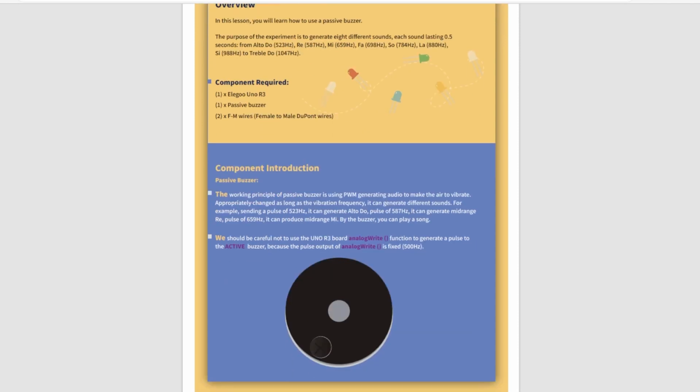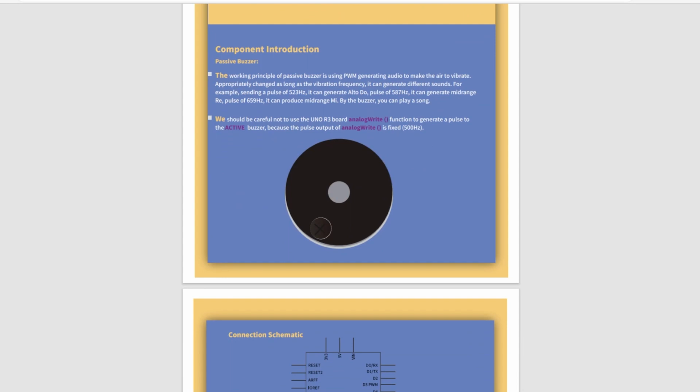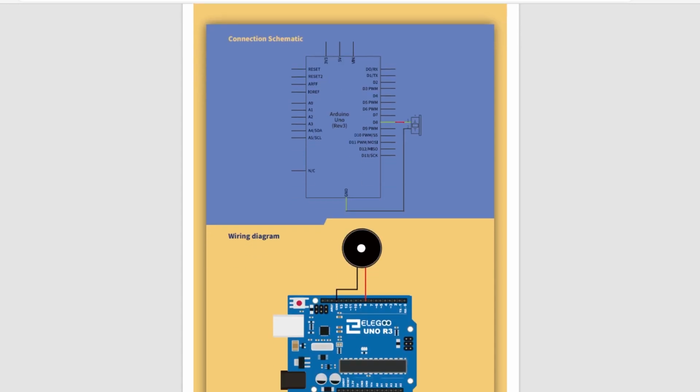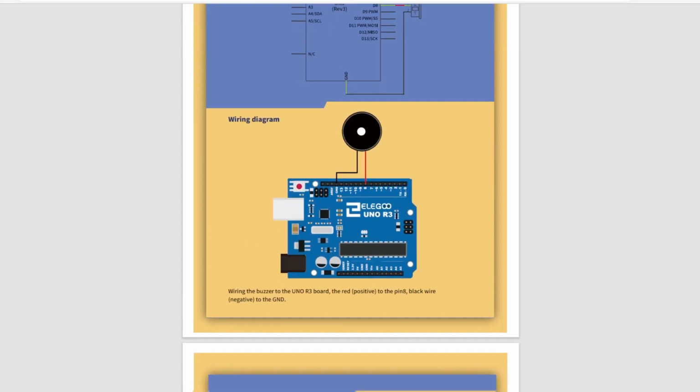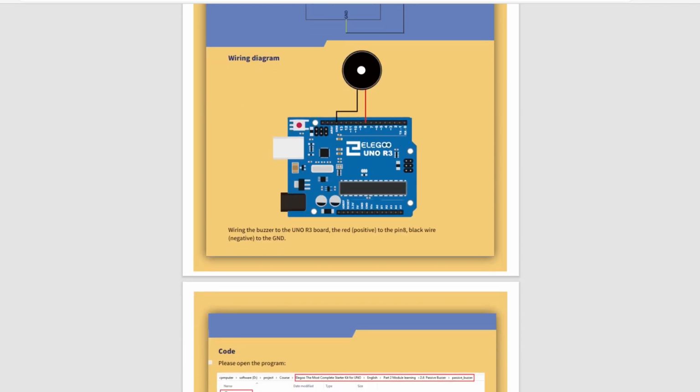For this particular project, you're going to need that buzzer from the last one, and the same 2 female to male wires, and it just explains right here how different sounds generate. We've got our connection schematic, and you cannot use the digital 12 pin in this case. We are moving it to the digital 8 pin onto the positive side, as we can see right there. Then we take the negative side and run it back into the ground. We can see the wiring diagram that we're going to be using right here. It's incredibly simple, which is awesome.